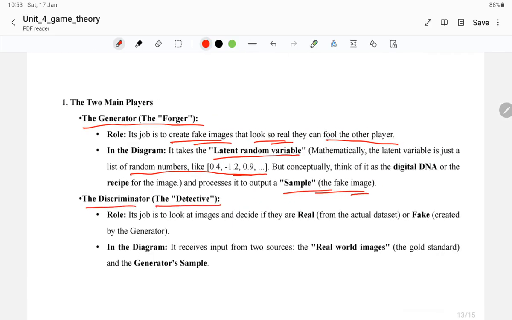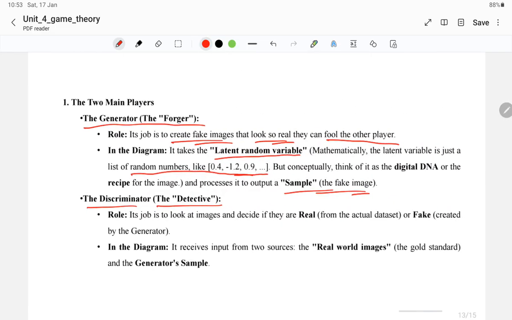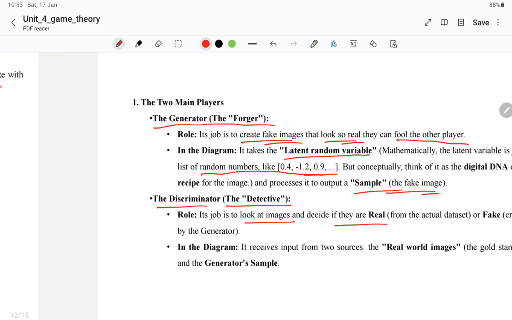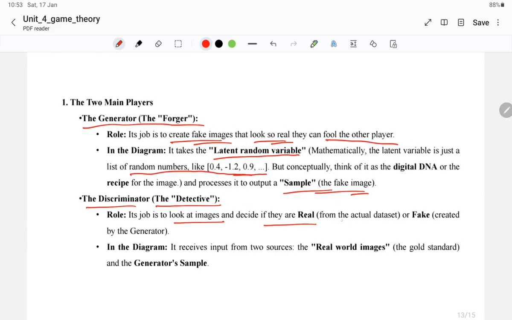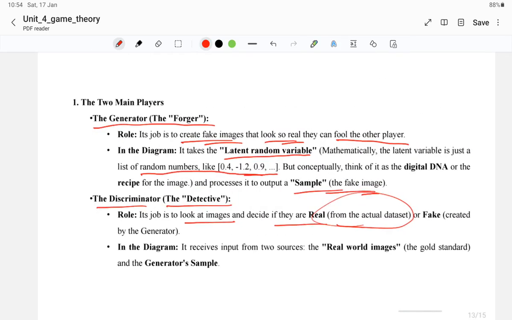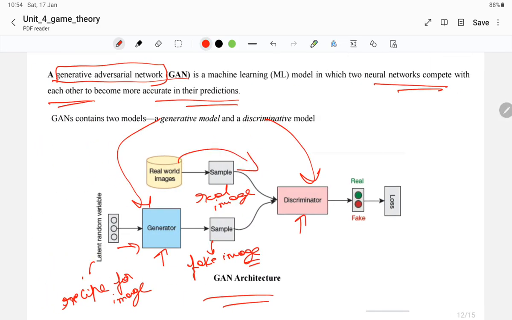Next one is a discriminator. The discriminator's job is to look at the images and decide if they're real. Here the real world images are given, and one sample is taken. So here is the fake image, here is the real image. These two things are compared by the discriminator, which decides if they're real or not by comparing. Real means from the actual data set.